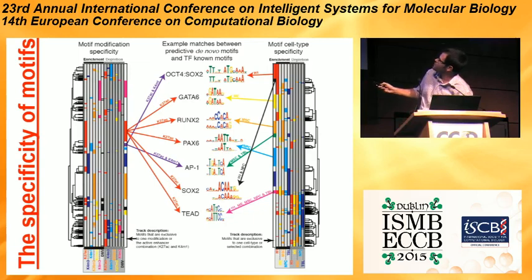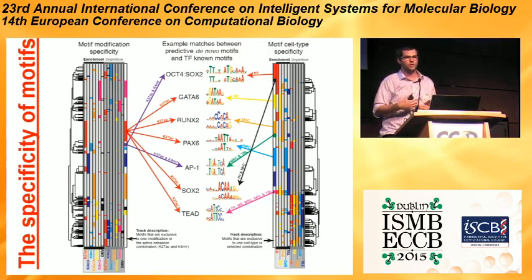So this group here represents motifs which are found exclusively in H3K4 trimethylation. And this set here represents motifs which are found exclusively in mesendoderm. And the arrows are just to highlight some examples. For example, GATA6 was found exclusively in mesendoderm at H3K27 acetylation.